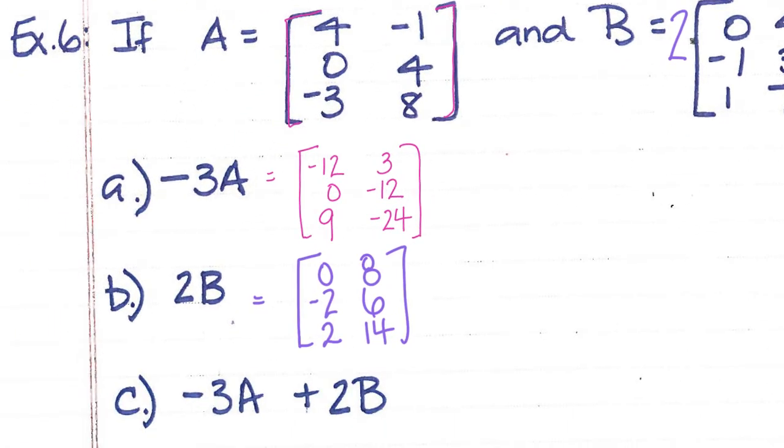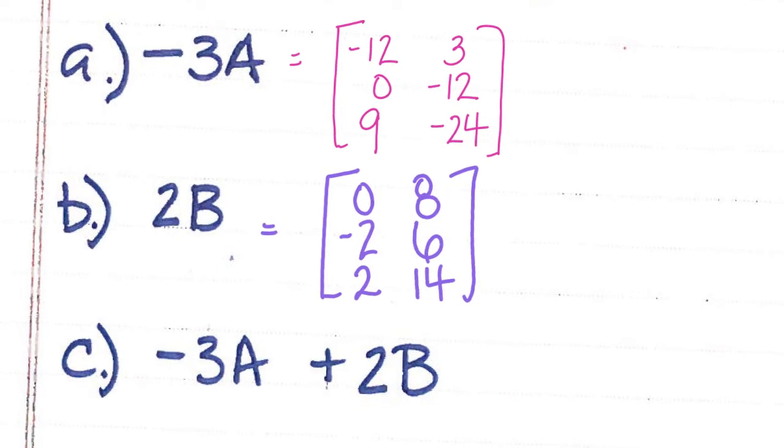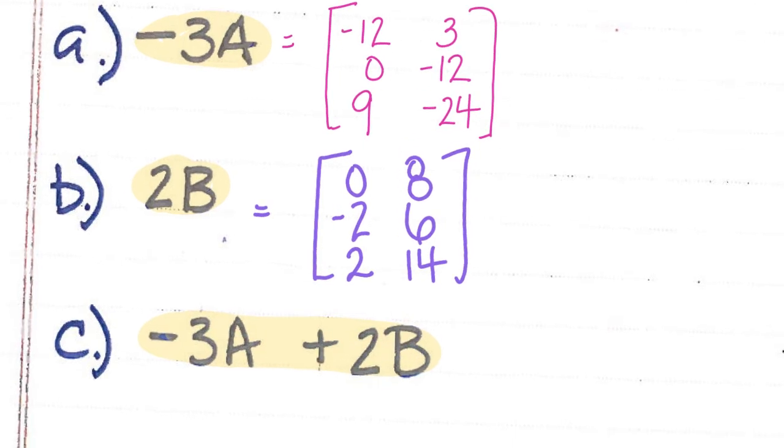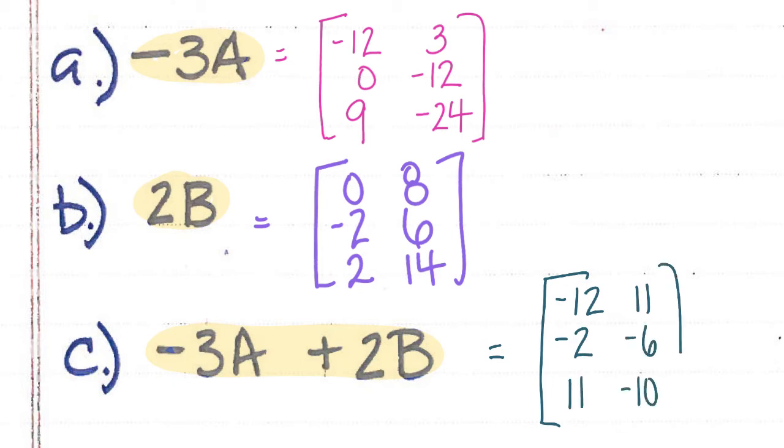Now sometimes they don't set these questions up as well, but this one they set up perfectly for us because notice they're telling us to take, hey, just what we did, this negative 3A and the 2B, and now we're adding these together. So I'm actually just going to take the answers. Sometimes you have to do it separately first and then take the answers. So in this case, I could just take the answers and add them together. And when I add them together, we get negative 12, 11, negative 2, negative 6, 11, and negative 10.